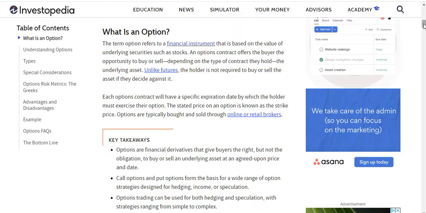And like futures, the holder is not required to buy or sell the asset if they decide against it. Each options contract will have a specific expiration date by which the holder must exercise their option. The stated price on an option is known as the strike price. Options are typically bought and sold through online or retail brokers. So I just wanted to cover that quickly if you aren't sure what an option is. It's basically a contract that gives you the right to buy or sell an underlying stock.